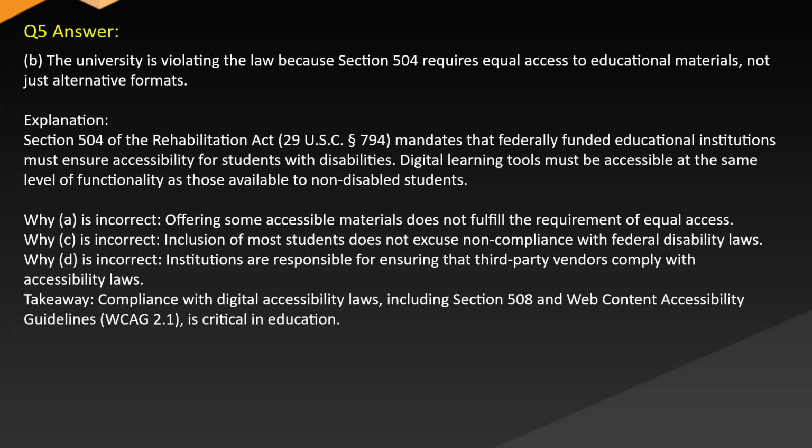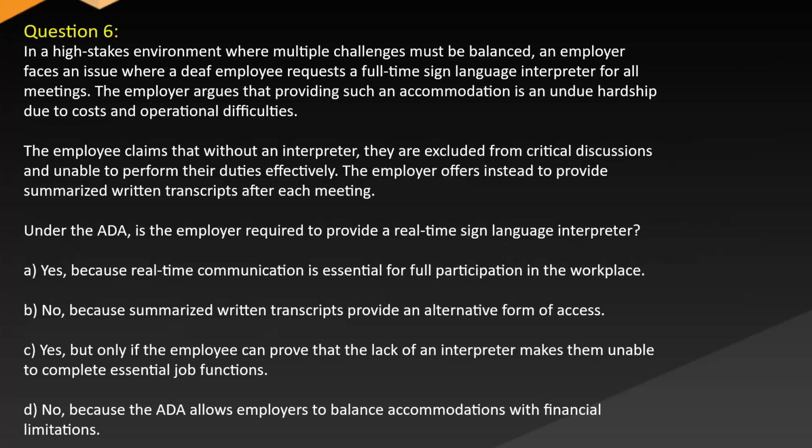A is incorrect. Offering some accessible materials does not fulfill the requirement of equal access. C is incorrect. Inclusion of most students does not excuse non-compliance with federal disability laws. D is incorrect. Institutions are responsible for ensuring that third-party vendors comply with accessibility laws. Takeaway: compliance with digital accessibility laws, including Section 508 and Web Content Accessibility Guidelines (WCAG 2.1), is critical in education. Question 6.